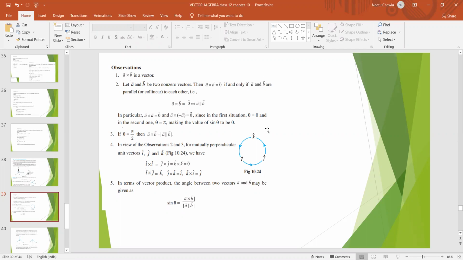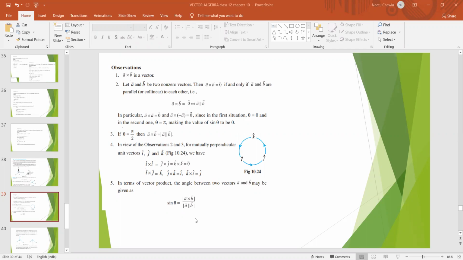And what about when i is with j, then what is the answer? See, this circular law goes with it. This is i, this is j, this is k, and the directions are given in this direction. If i is crossed with j, then the answer becomes k. If j is crossed with k, then the answer becomes i. And when k is with i, we get j. And if we take the direction the other way around, then we will have a negative sign. So i cross j... rather j cross i will become minus k, k cross j will become minus i, and i cross k will become minus j.